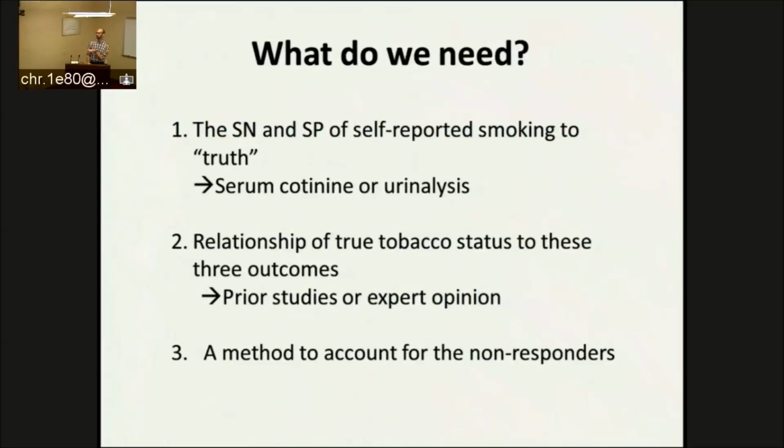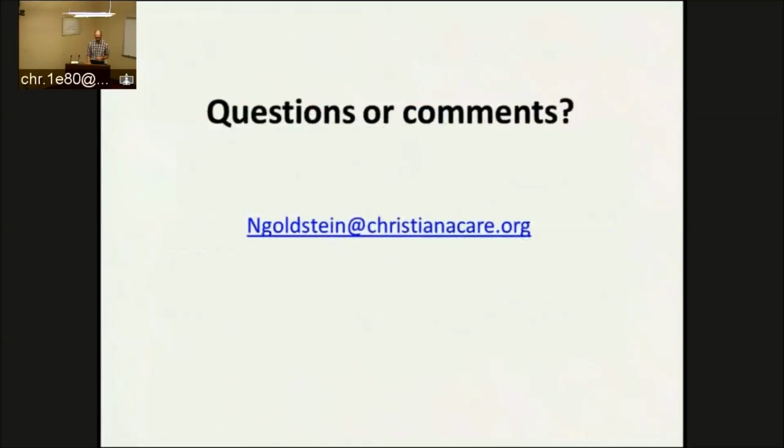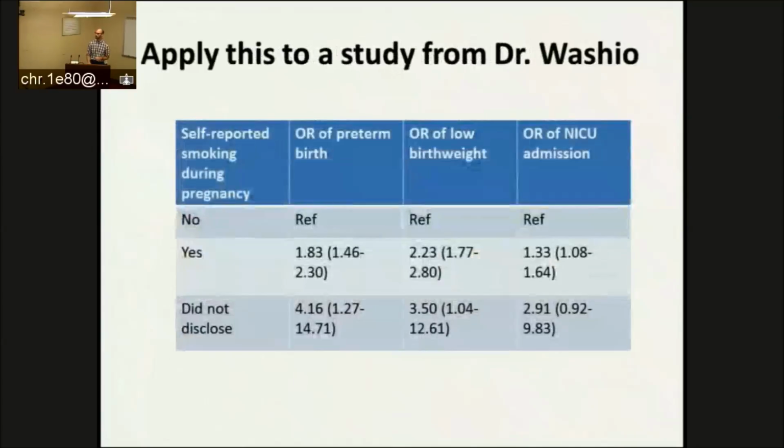The last one on here, though, a method to account for the non-responders, is I think going to be some of the novelty to this work. Because we have this group here that did not disclose, and as I mentioned, they're probably more similar to the yes than to the no. Essentially what we want to do is just wipe these ones out. We're going to set them to being missing values, and we're going to try to impute back what their true exposure history was.